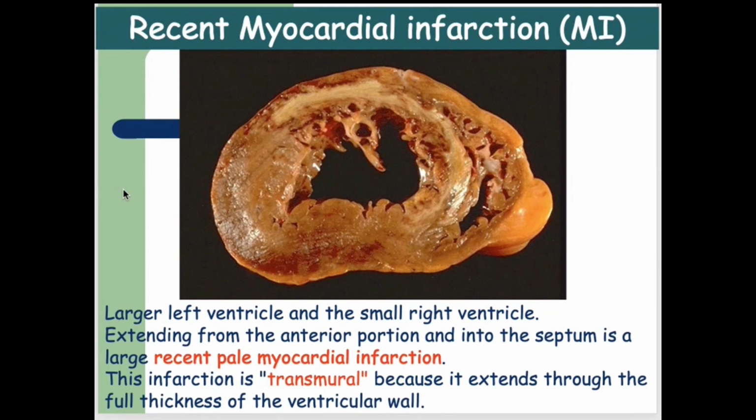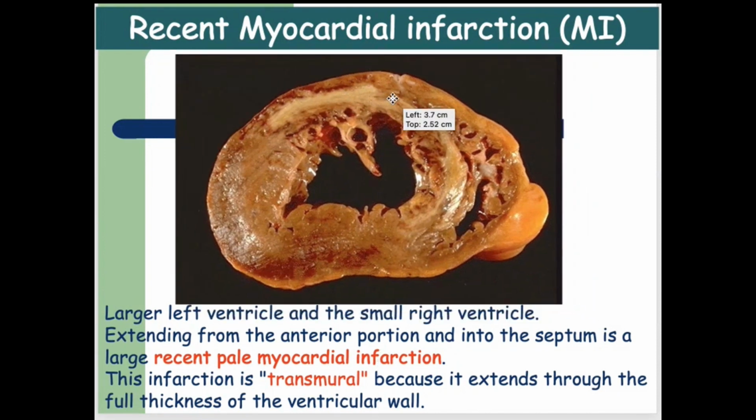So this is the gross specimen of the heart, which has been sliced. This patient died because of a recent myocardial infarction. This is the left ventricle and the right ventricle. This is the right ventricle here. And you can see this yellowish area. This is the infarction, coming from the anterior surface, going into the interventricular septum. The two ventricles are separated by the wall, the septum, called the interventricular septum. So this is a large myocardial infarction.